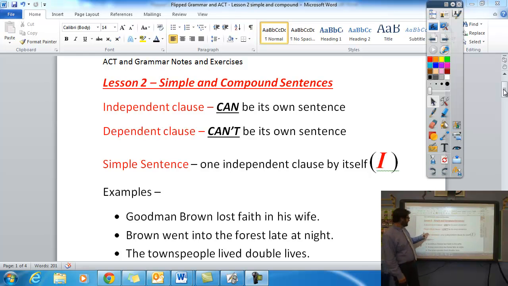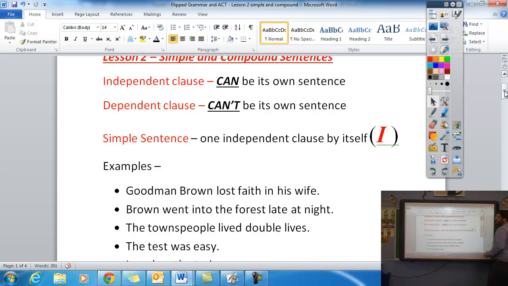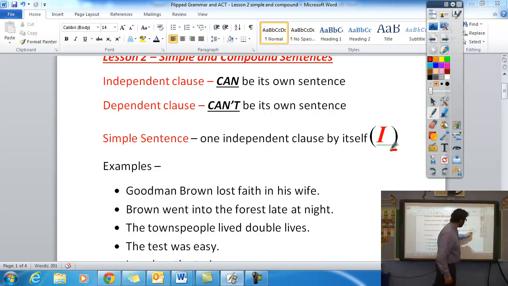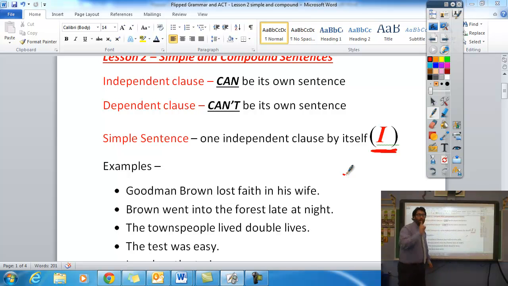Okay, so let's move on to our simple sentence. I'll move this down a little bit so we can see. A simple sentence is, well, it's right there in the title. It's simple because it's just one independent clause by itself. It's just one, and that's why I put a big I. Because an independent clause can be its own sentence, when there's one independent clause by itself, that's a simple sentence.